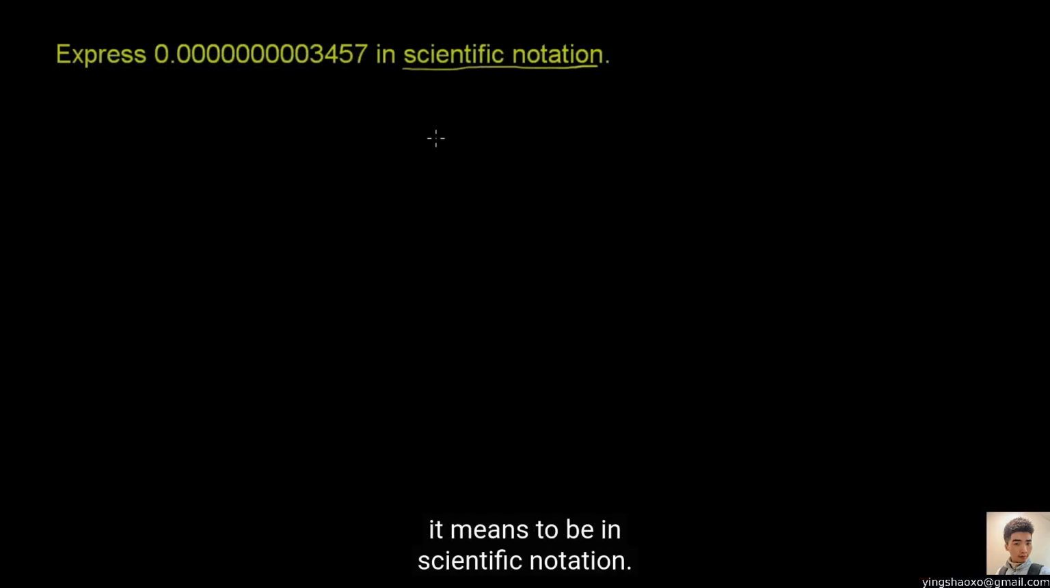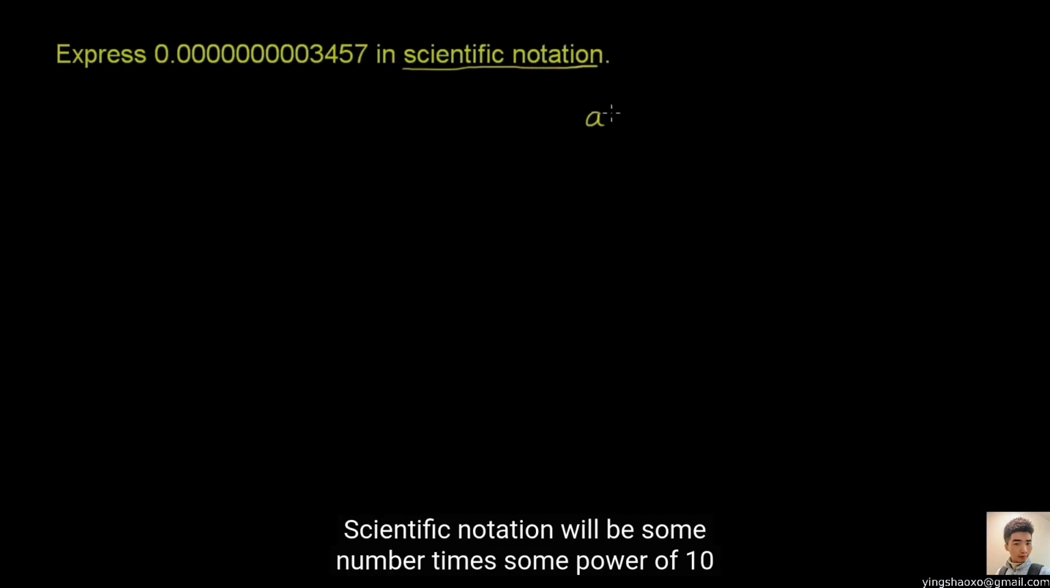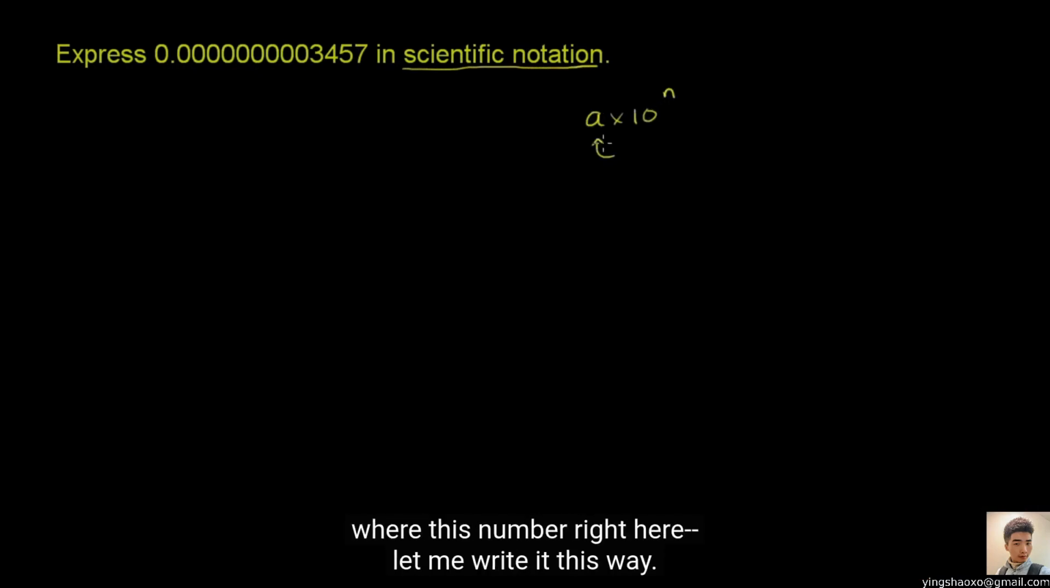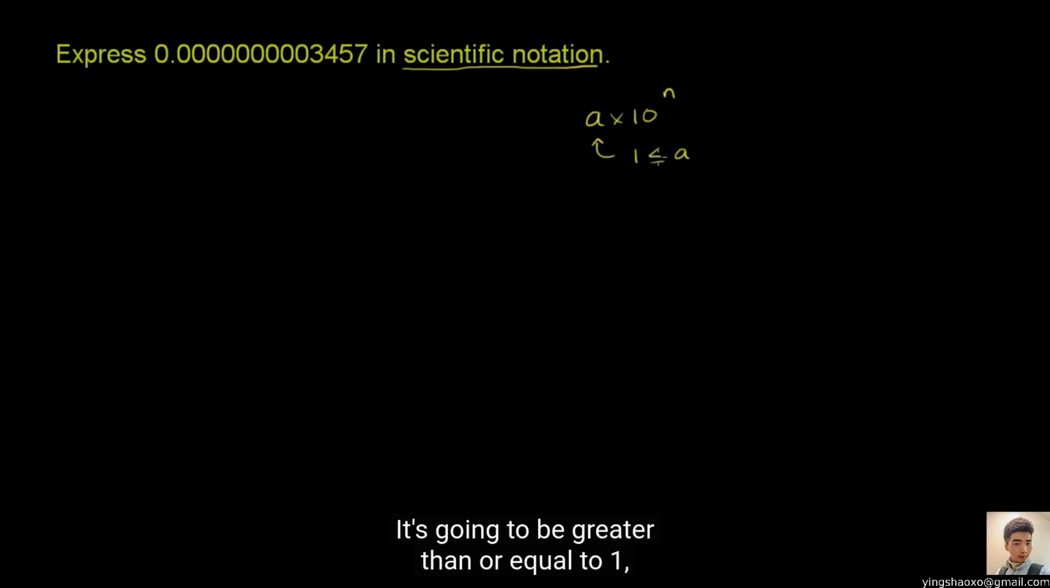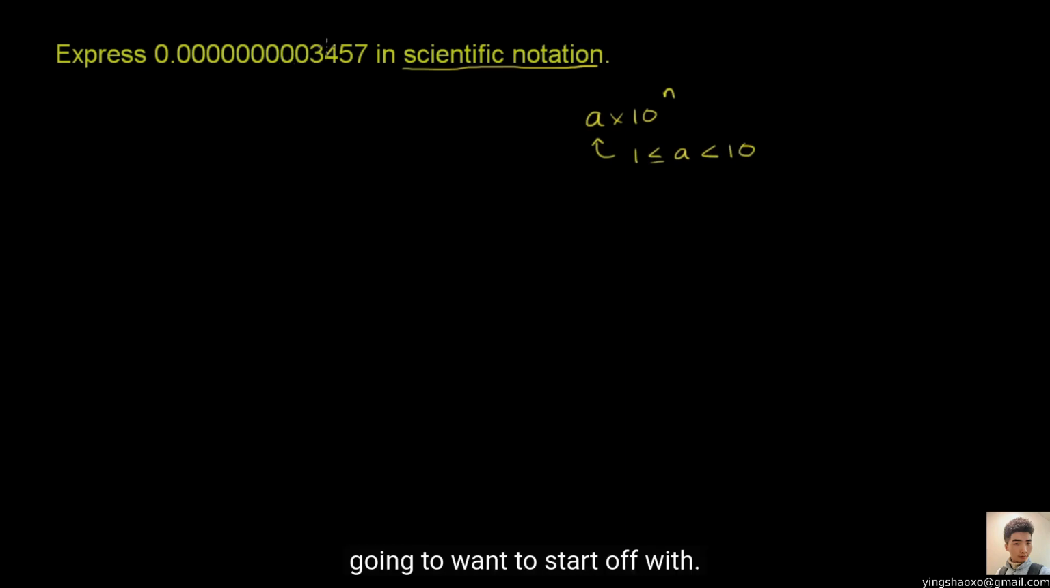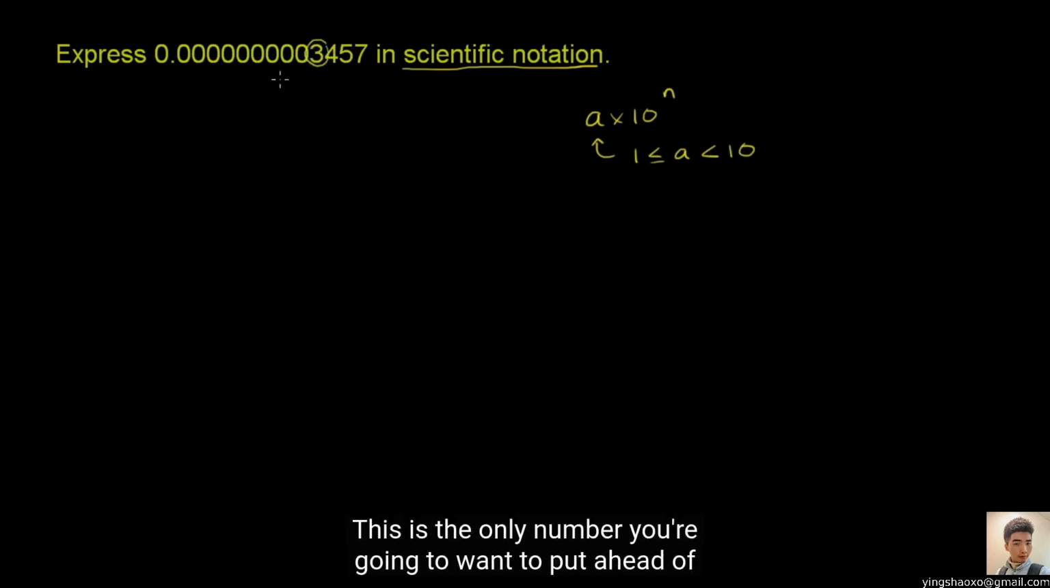Let's just remind ourselves what scientific notation means. Scientific notation will be some number times some power of 10, where this number right here is going to be greater than or equal to 1, and it's going to be less than 10. In general, you're going to look for the first non-zero digit. This is the number that you're going to want to start off with, the only number you're going to want to put to the left of the decimal.